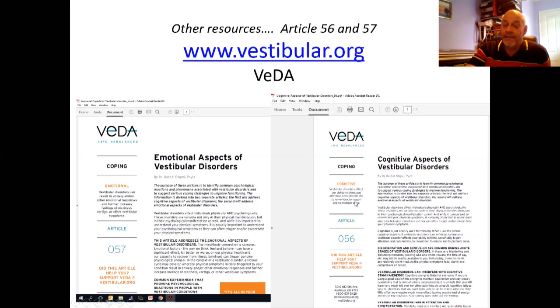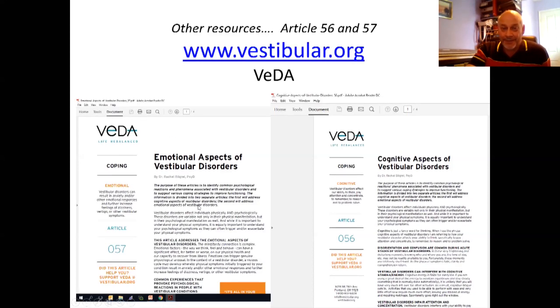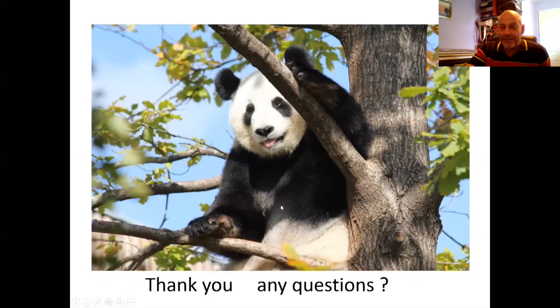So I have those printed up at work, and I show people them, and what I say is go to article 56 or 57 at VEDA, and then in the end they come back and they go, couldn't find it, couldn't know what you meant, so I end up printing them up and giving it to them. I'm not supposed to do that though, because they're copyrighted from VEDA. So I think that's my last slide. So I think we go over to questions.